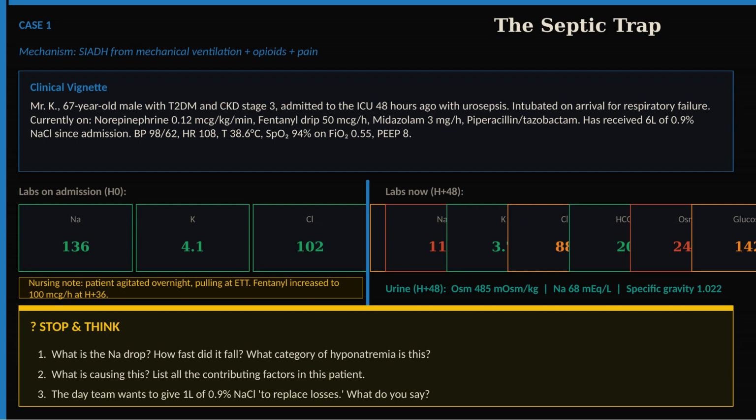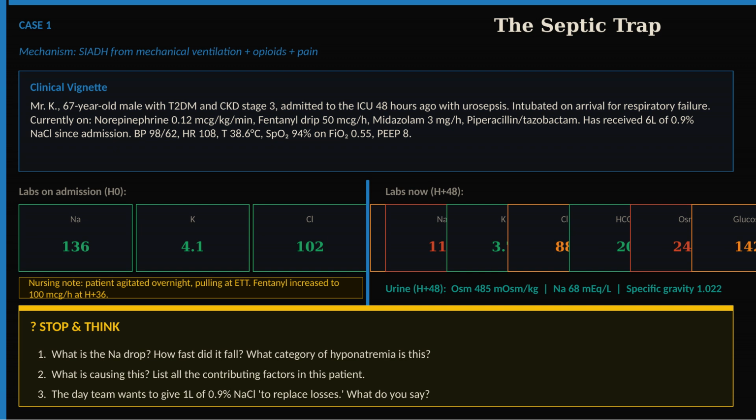67, diabetic, chronic kidney disease, admitted to the ICU 2 days ago with urosepsis and intubated on arrival for respiratory failure. He's on norepinephrine, a fentanyl drip, midazolam, and piptazo. He's had 6 liters of normal saline since admission. On admission, his sodium was a perfectly normal 136. Now, 48 hours later, 119.